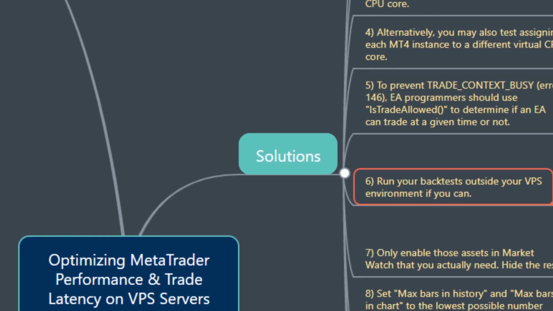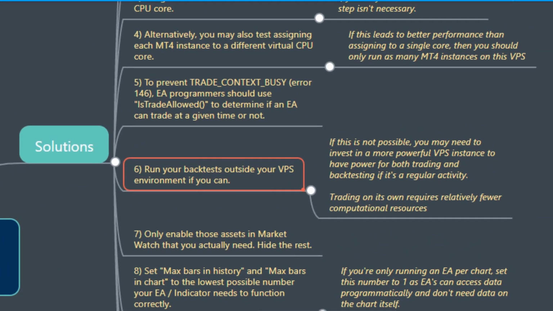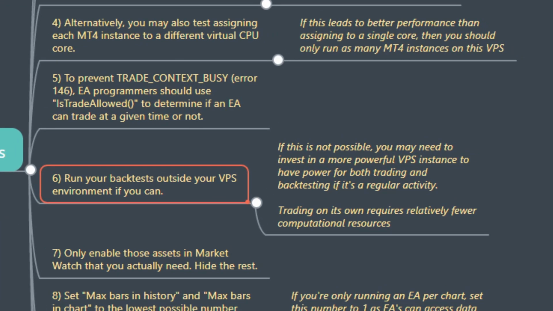Set max bars in history and max bars in chart, as I mentioned earlier, to the lowest possible number that your EA or indicator needs to function correctly. Why we say lowest possible number here is because some indicators have a limitation in terms of the look back period. Depending on the logic of the indicator, either default or custom, you may need a certain amount of bars in history and on the chart to ensure good function of those indicators. Hence the lowest possible being the minimum data required by your application.